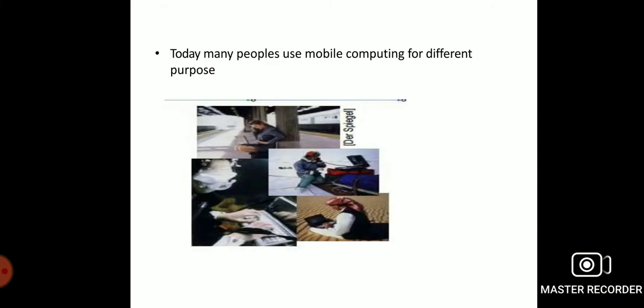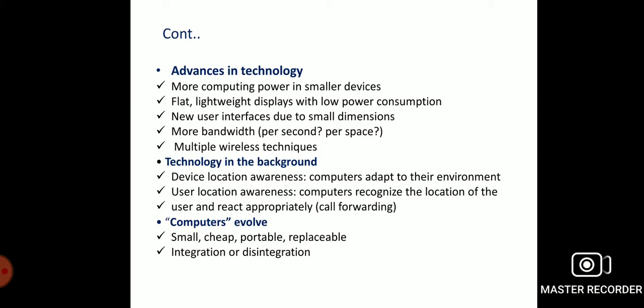In today's trend, many people are using mobile computing for different purposes. We are using different applications. Now, what are the advances in technology and the technologies in the background as computers evolve?